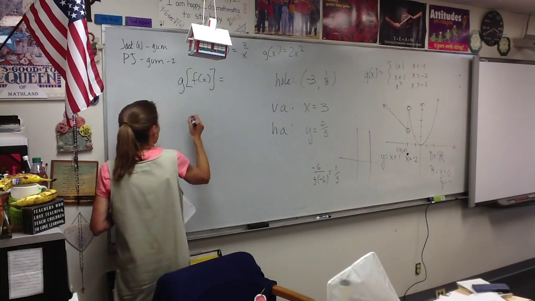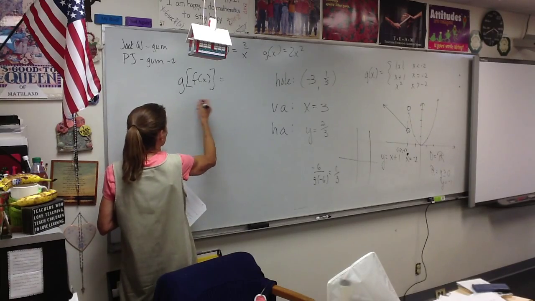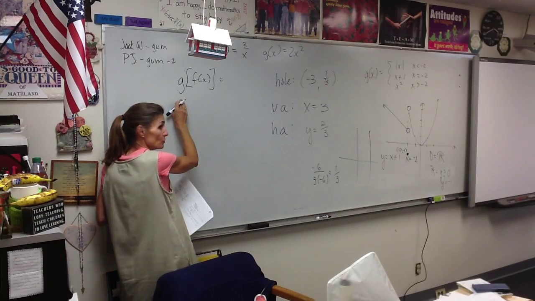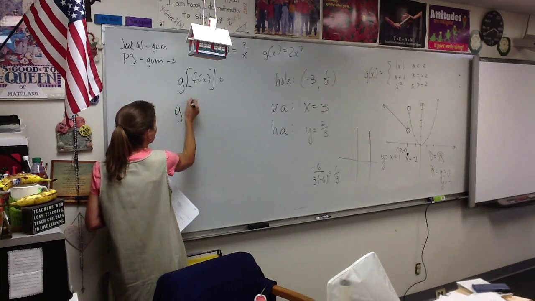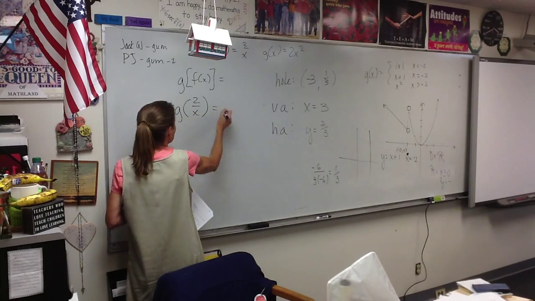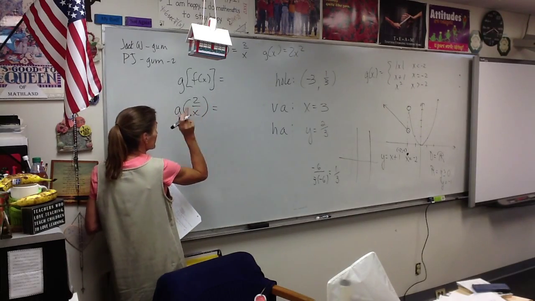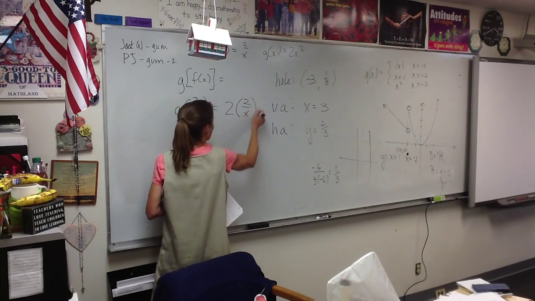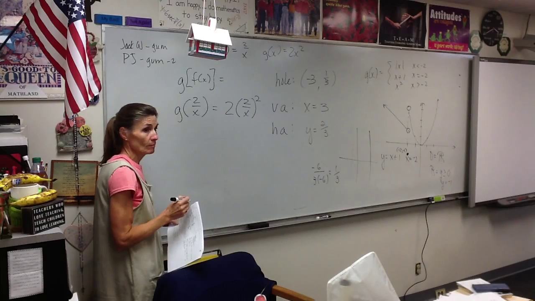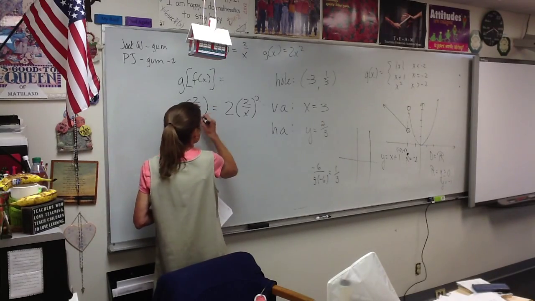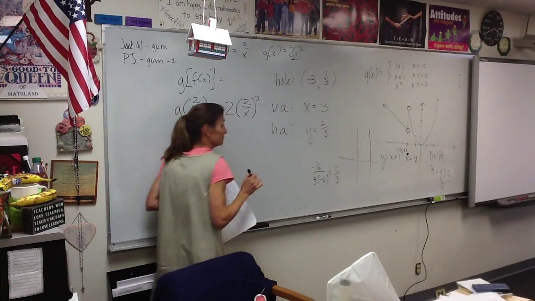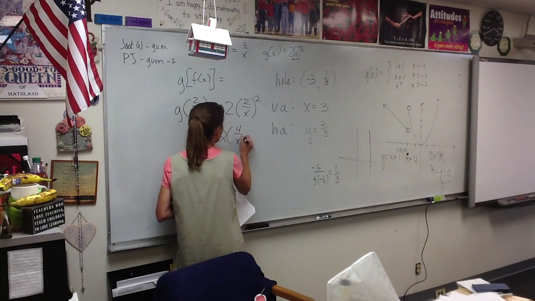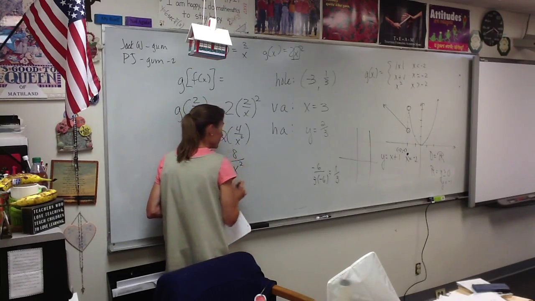All right, so what does this mean? This is x goes over. F of x gets plugged into G. So f of x is 2 over x. So I'm going to plug 2 over x into G. So won't that be 2 times 2 over x squared? Because we are plugging this in here. So that would be 2 times 4 over x squared, or 8 over x squared.